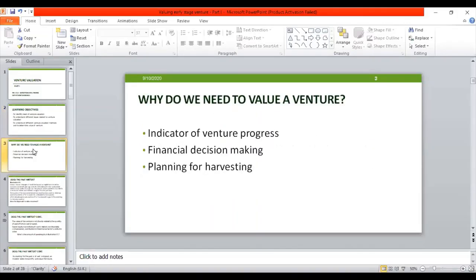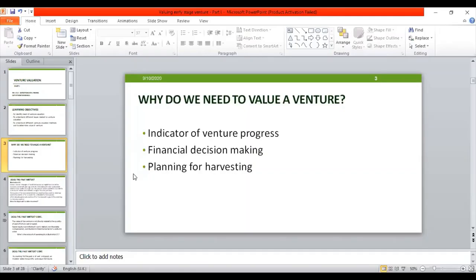So moving on. Why do we need to value a venture? The first thing is, as with any other organization, any other business, a venture should also create value throughout its life cycle, right? Value is an indicator of the venture's progress. At the very initial stages, like the development stage and startup stage, quantifying the value of the venture might be difficult. But the venture value actually reflects the progress or the success of the venture. It represents the future potential of the venture.